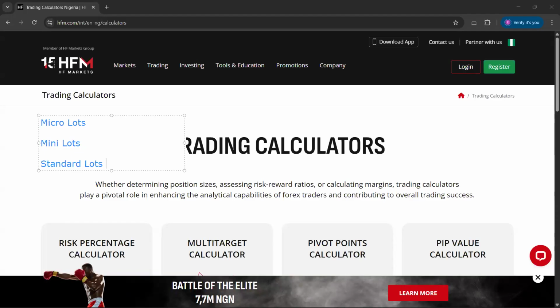Now, the word micro means small, tiny, something not too big. The word mini could mean medium; mini and medium look like synonyms. And the word standard means big to a certain extent.